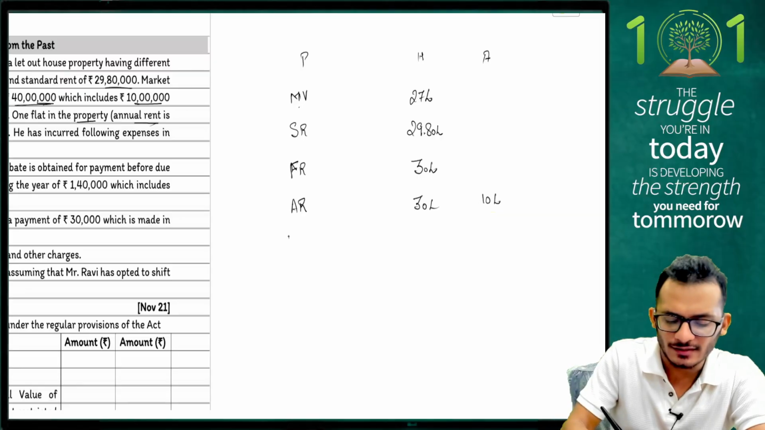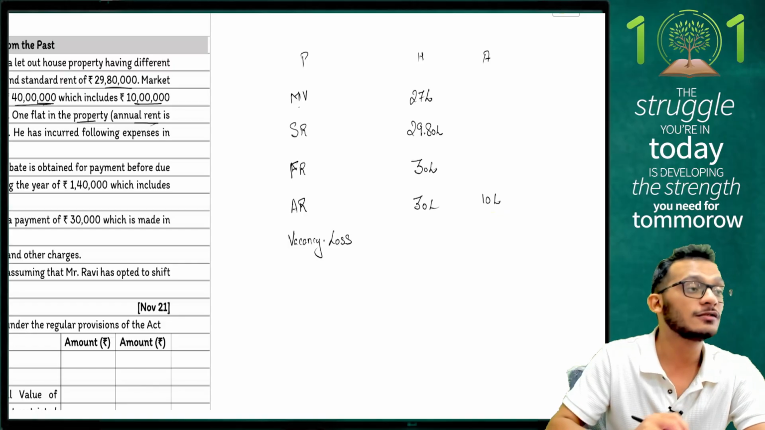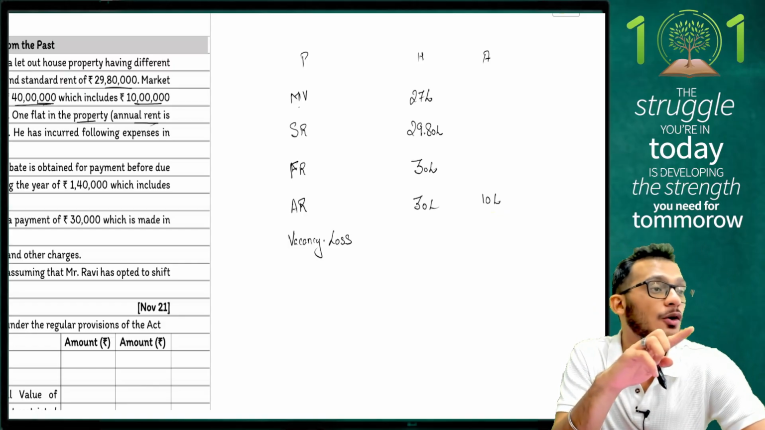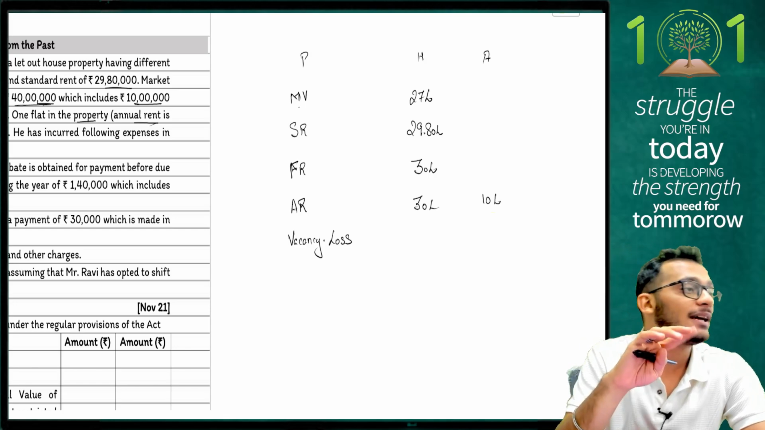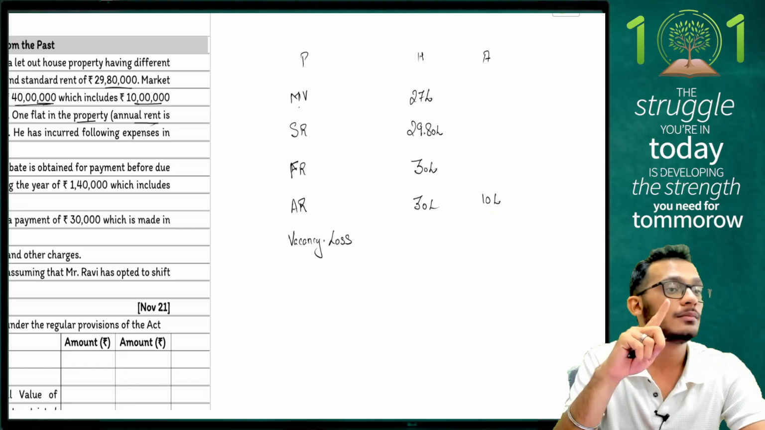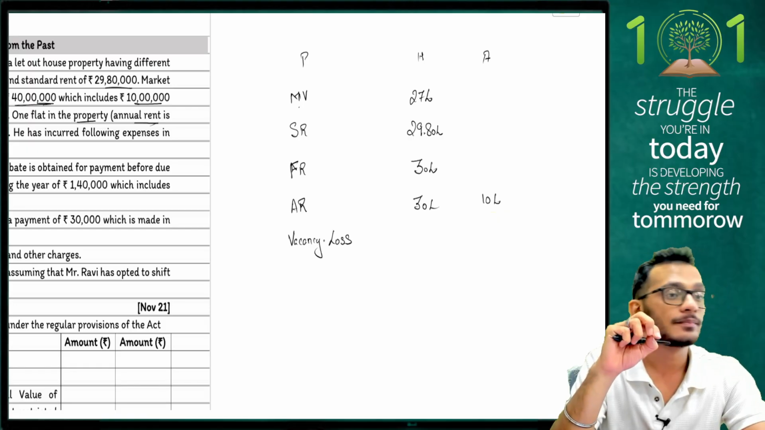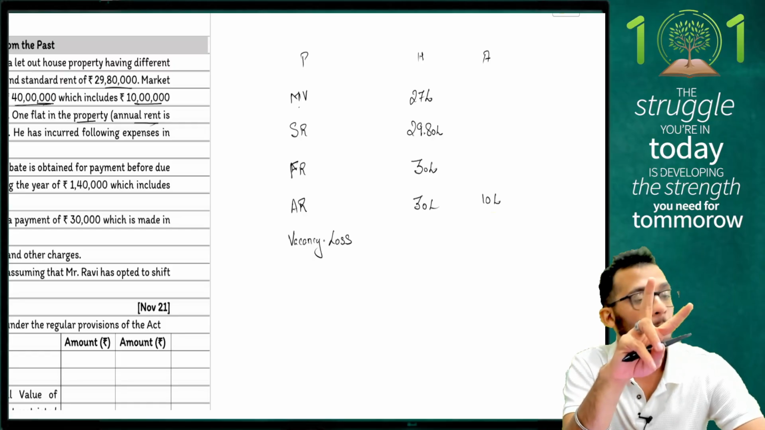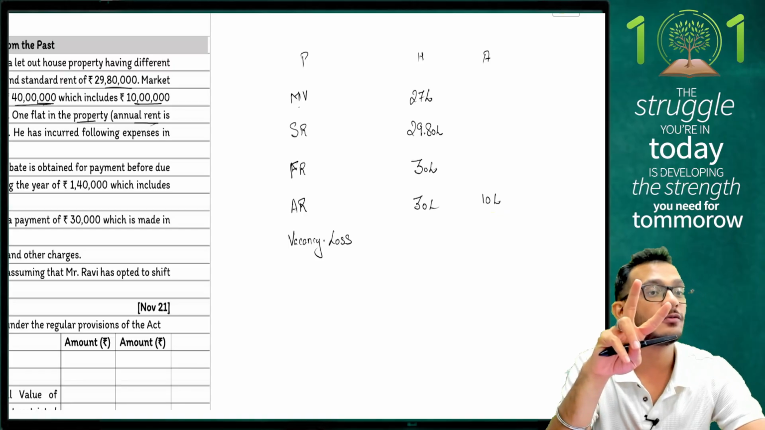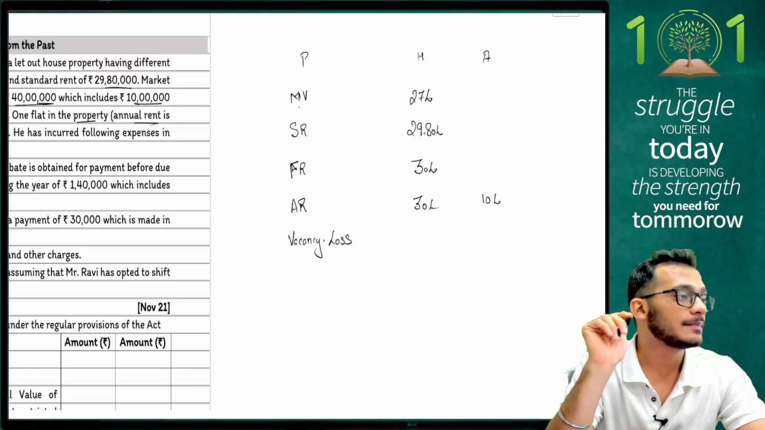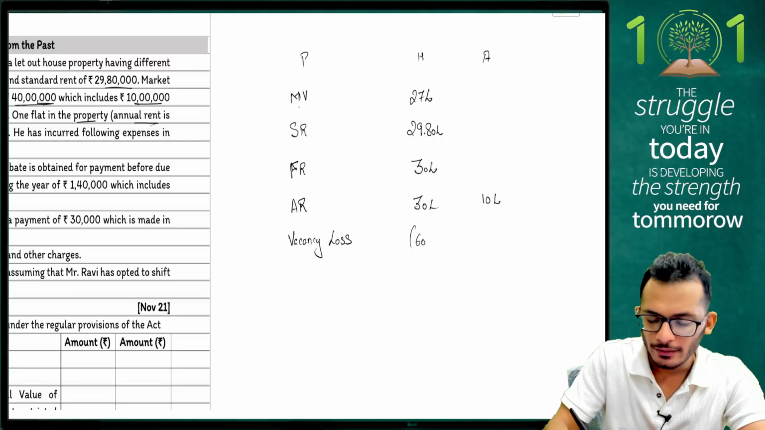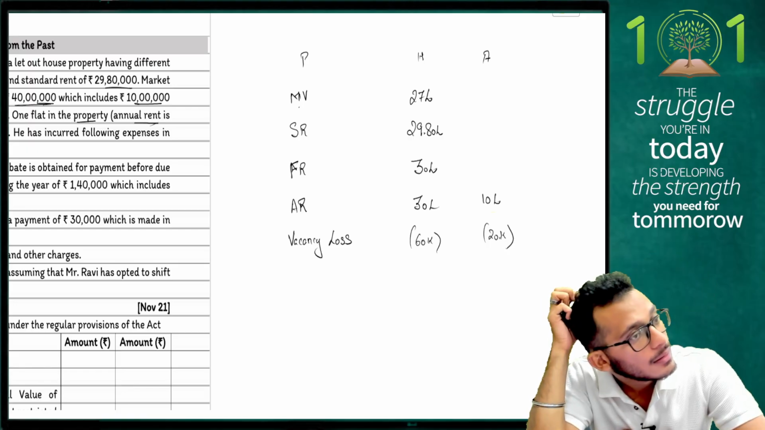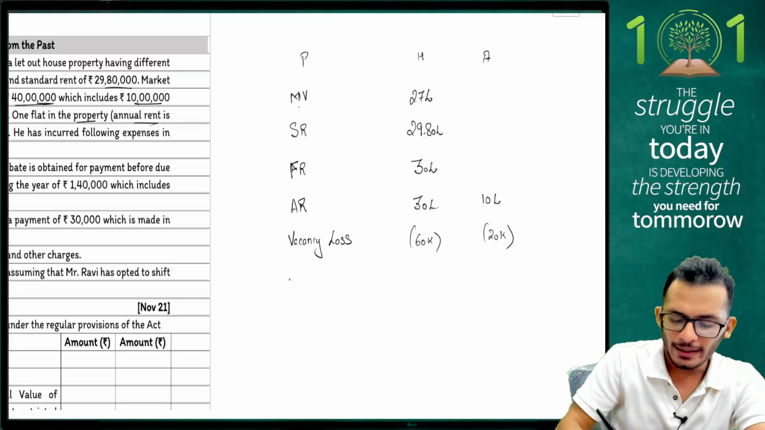Next, I have vacancy loss. Now tell me this carefully, people. Vacancy loss of 2 lakh 40. Is 2 lakh 40 vacancy for the whole year or for 4 months? Which means I cannot take 2 lakh 40. I have to take 2 lakh 40 into 4 by 12 number is 80,000. Now tell me people, 80,000 is house amenities both, which means I have to again proportion in the ratio of 3:1, which means 60 and 20. Correct.